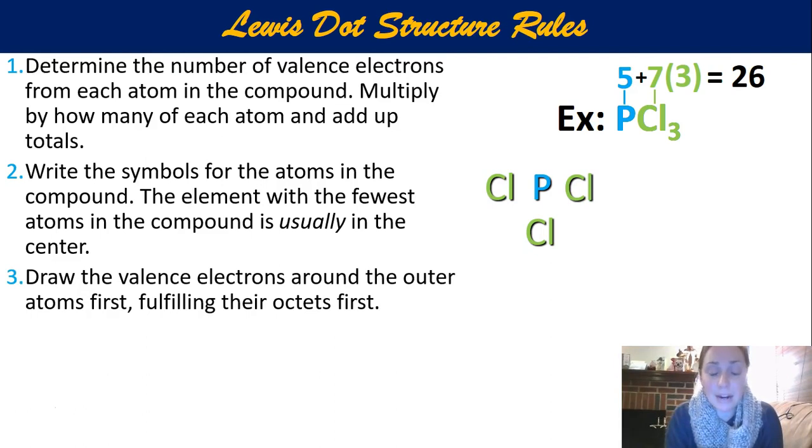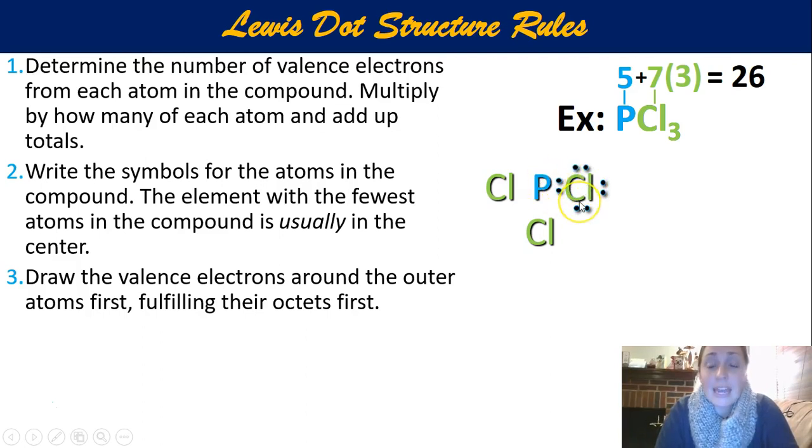You're going to draw them in pairs, and you're going to go around the outer atoms first, and fully fill their octets. Now remember, we have 26 electrons we're working with. So chlorine gets 8: 2, 4, 6, 8. And these 2 here are those bonding electrons between the phosphorus and the chlorine. Then my next set: I've done 8, then 10, 12, 14, 16, 18, 20, 22, 24. Okay, so I've given out 24 electrons.